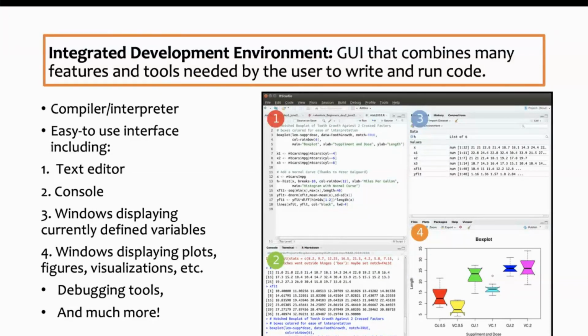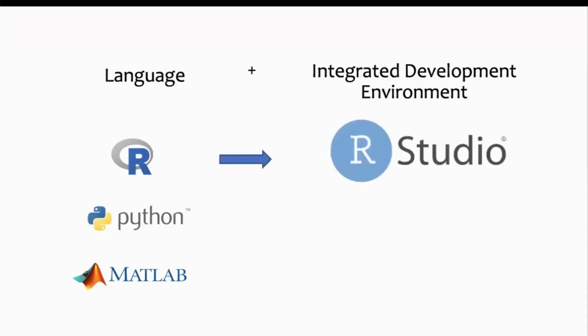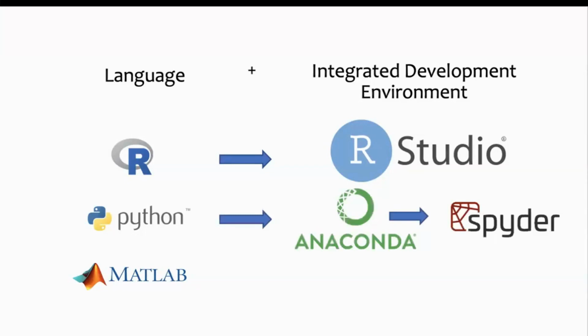So we've chosen a few integrated development environments that you can use to actually run this. Each of these languages is associated with a particular development environment, a piece of software that you need in addition to the language itself to run the code. R goes with RStudio. There isn't really other software for running R. RStudio is the best.